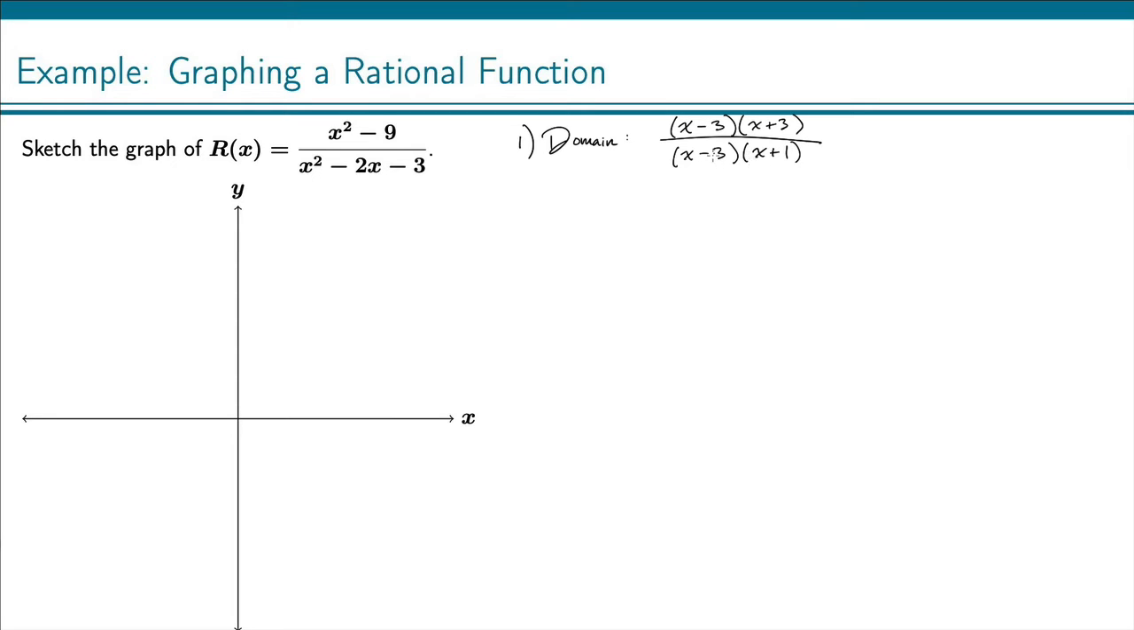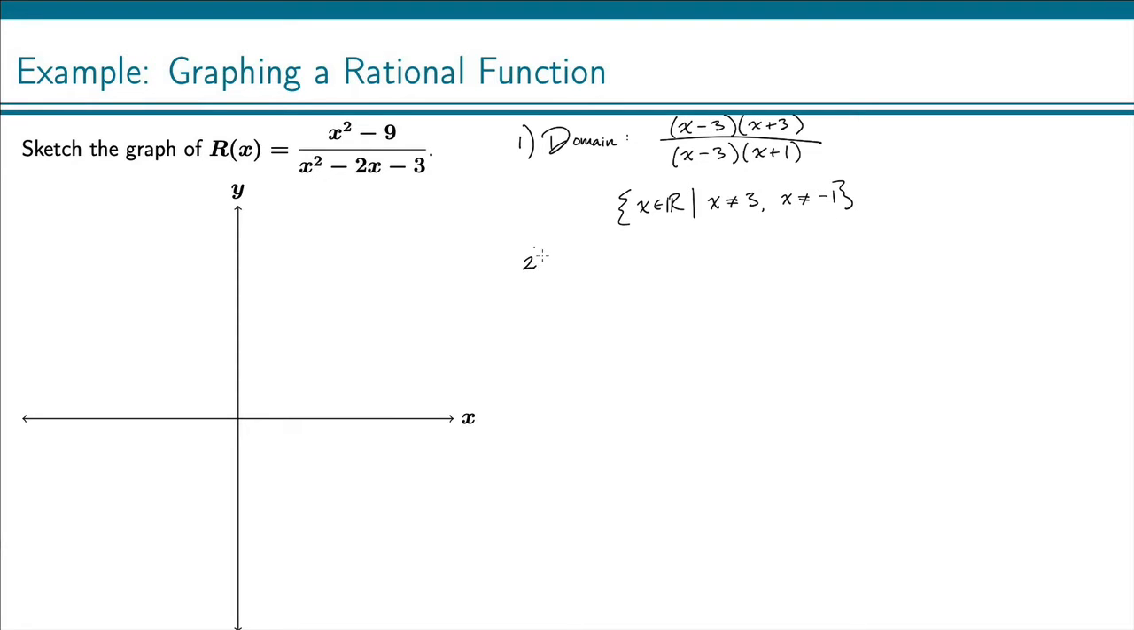And for our domain, we know we can't divide by 0. So x cannot be 3 because of this factor here, and x cannot be negative 1 because of this factor here. And so our domain is the set of all real numbers such that x is not equal to 3 and x is not equal to negative 1.